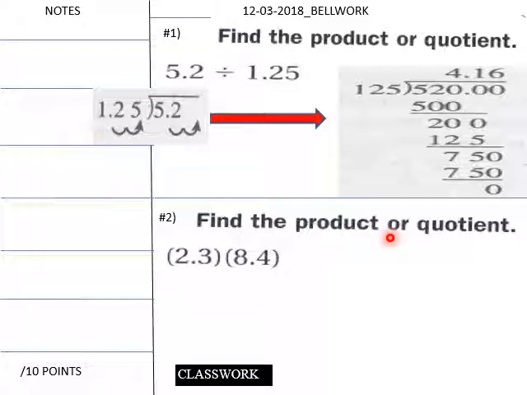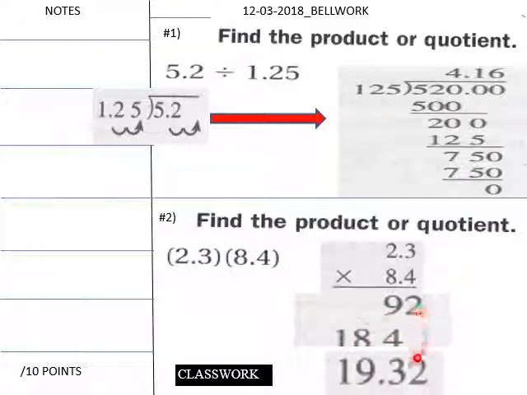And then down here, find the product or quotient, 2.3 times 8.4. We'll just do it in a vertical style here. We're going to start over here. 4 times 3 is 12. Remainder 1. 4 times 2 is 8. 8 and 1 will be 9, so it'll be 92. Then we move over one place here. 8 times 3 will be 24. Remainder 2. 8 times 2 is 16, plus 2 is 18. So you have 184 and 92.